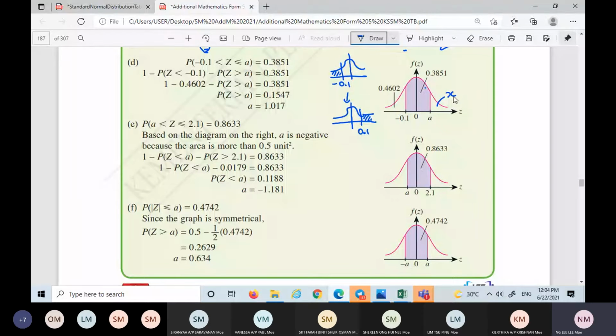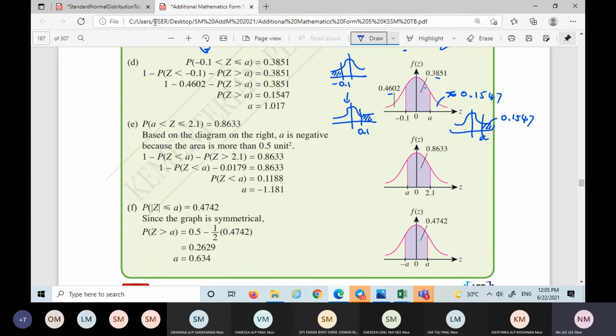Now how to find this x? You know the whole thing is 1, so 1 minus this gives you x. So 1 minus this 0.4602, you get x here as 0.1547. Now can you read A? It will become like this already. If I know this area is 0.1547, what is A? It's exactly the right tail. You don't have to do anything. You just read from the table, inside out, because the area is given.